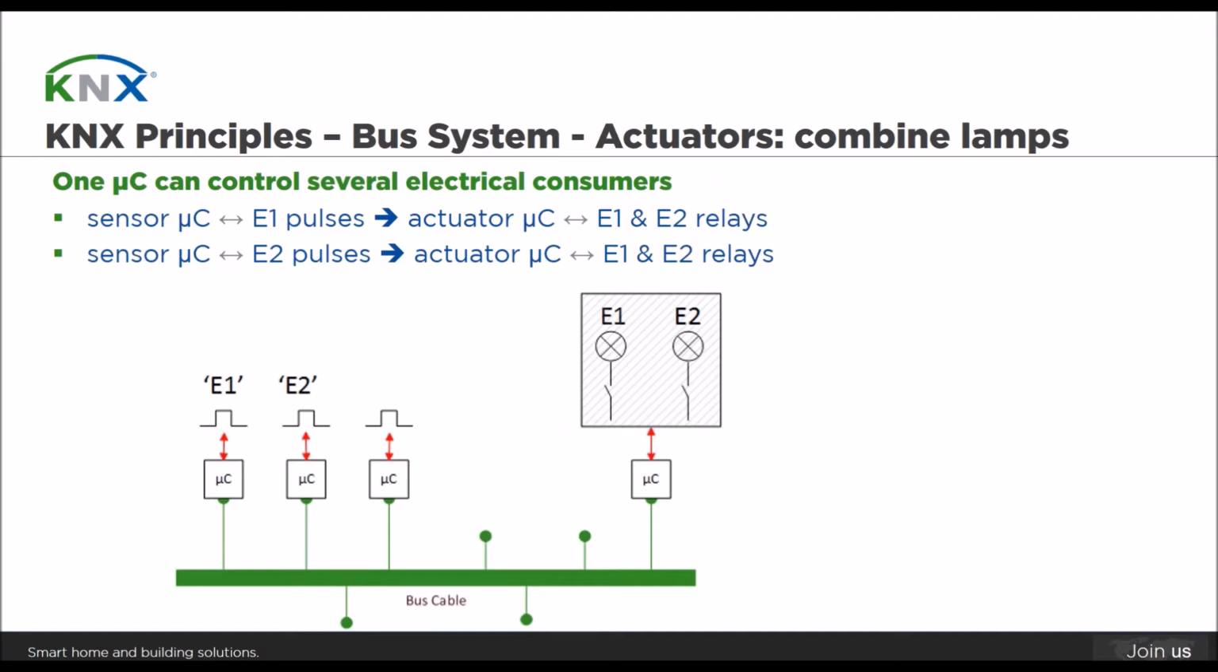Another aspect of advantages that we see is that the actuators can combine lamps. So it's not one microcontroller per electrical consumer. It can be a 2-fold, 4-fold, 8-fold, etc. So that makes it a bit cheaper, and also from the consuming point of view, if one can save a microcontroller, then you can save energy consumption. A microcontroller maybe doesn't consume that much, but still it consumes energy. So we also see here an advantage.